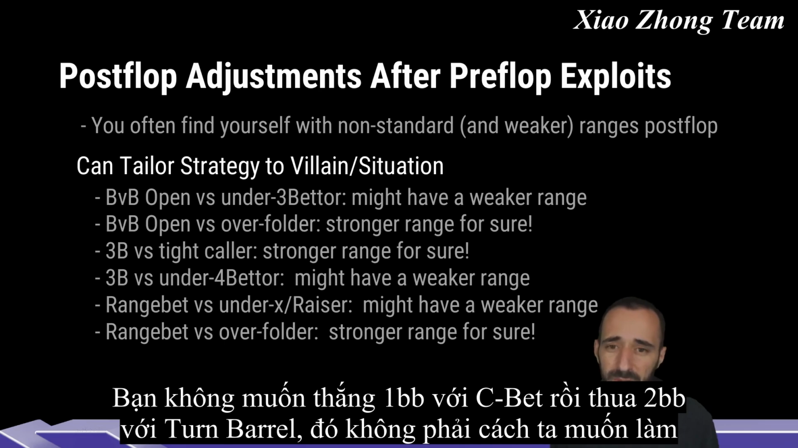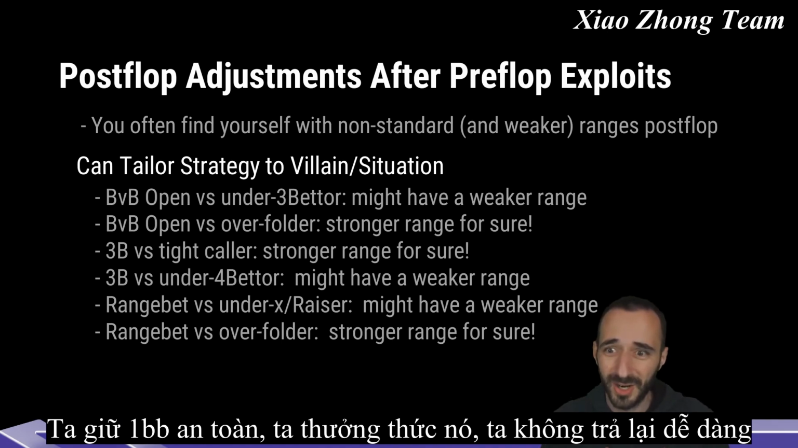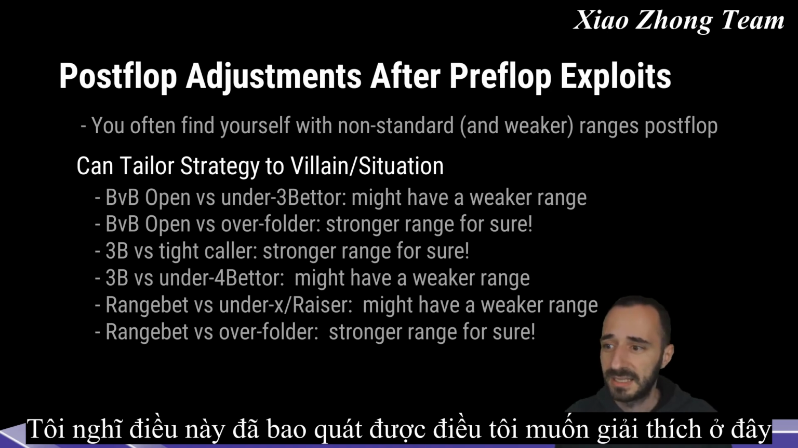Okay? You don't want to win one big blind with a c-bet and then lose 2 big blinds with a turn barrel. That's not the way we want to do it. We win a big blind, we reevaluate. We keep the big blind close to our hearts. We enjoy it. We don't give it back easily. So I think this kind of covers what I want to explain here.